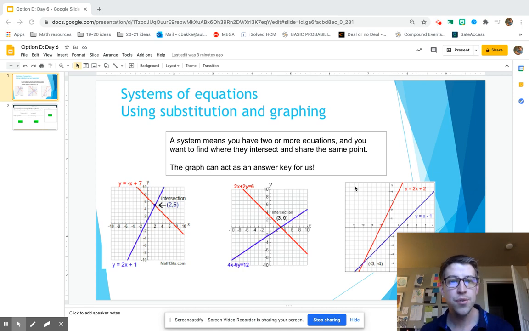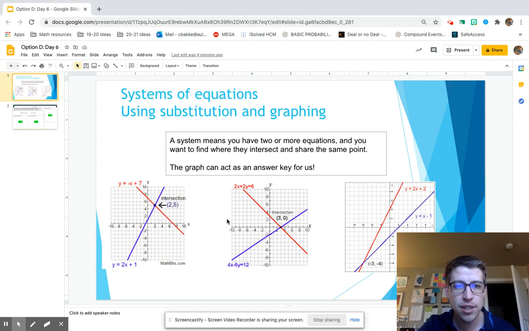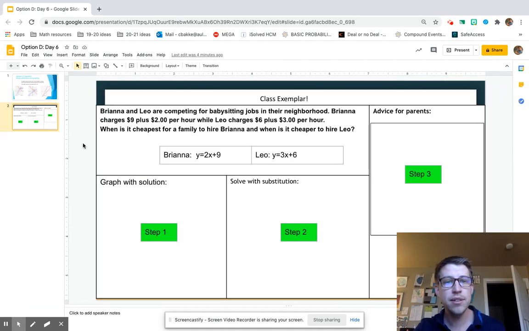Today we're going to continue with systems of equations, specifically using substitution that you've been practicing and graphing, which we can use as our answer key, knowing that the intersection is always going to be the solution to the system that your substitution, your algebra by hand, should also get. The difference between today and yesterday is we are going to bring it to the real world.